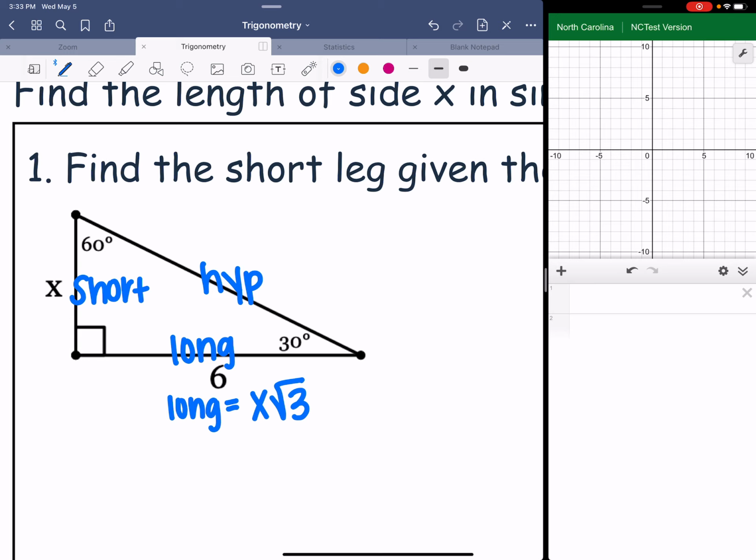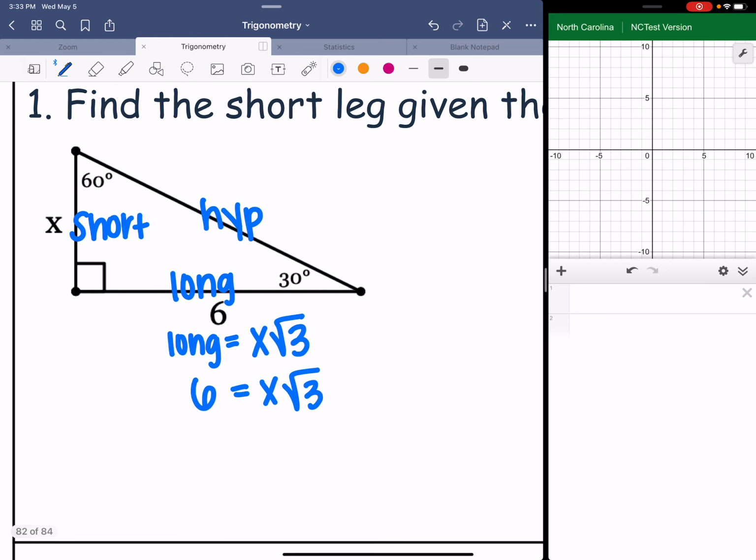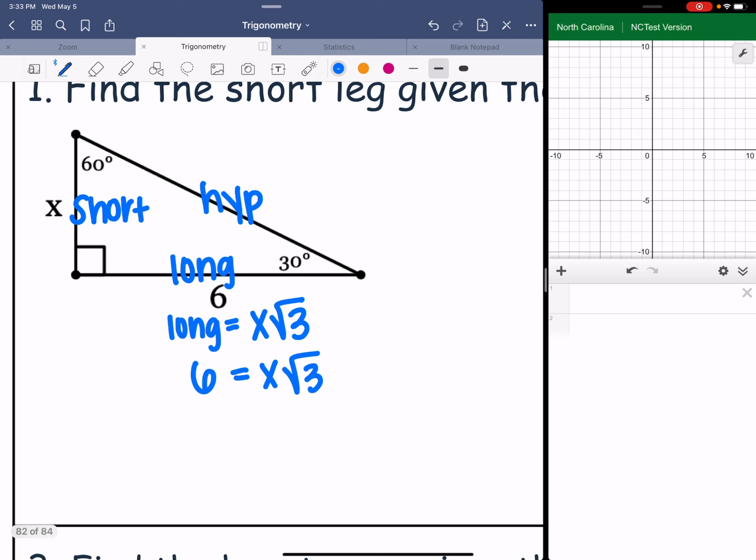So what we know is that 6 is our long leg, so that's equal to the short leg times the square root of 3. Now here is kind of like what we did with 45, 45, 90s, where we just have to get x by itself and make sure that there's no radical in the denominator. So we're going to have to divide by the square root of 3, and then multiply by the square root of 3 on the top and the bottom.